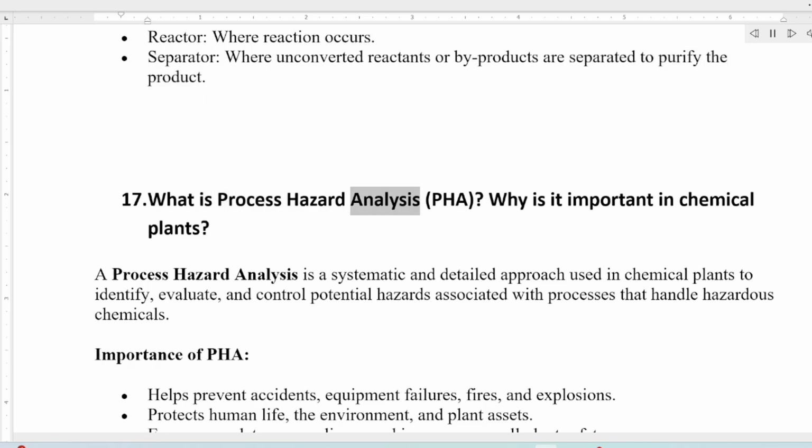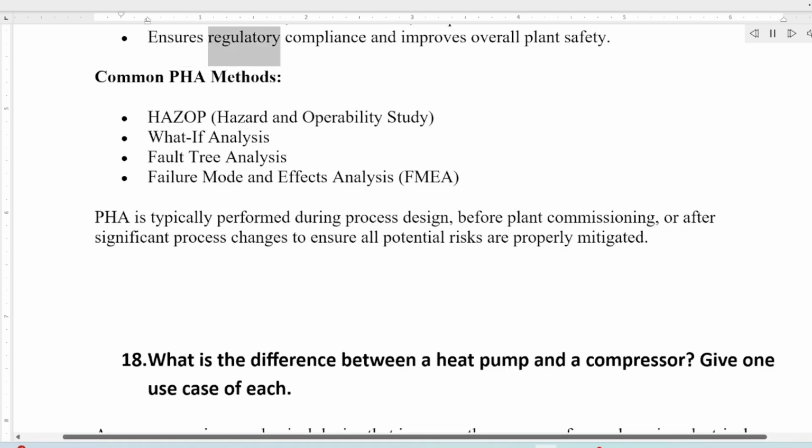What is process hazard analysis, PHA? Why is it important in chemical plants? A process hazard analysis is a systematic and detailed approach used in chemical plants to identify, evaluate, and control potential hazards associated with processes that handle hazardous chemicals. Importance of PHA: helps prevent accidents, equipment failures, fires, and explosions. Protects human life, the environment, and plant assets. Ensures regulatory compliance and improves overall plant safety.